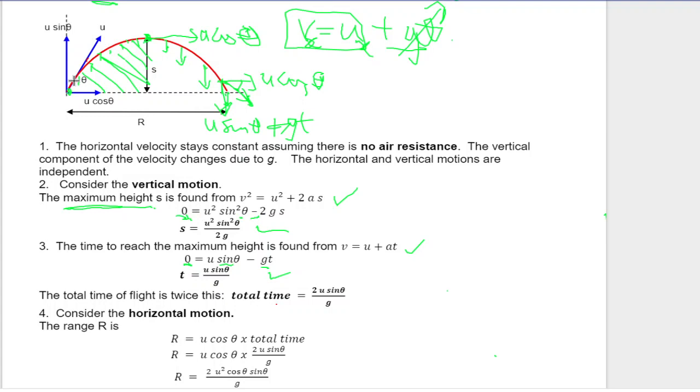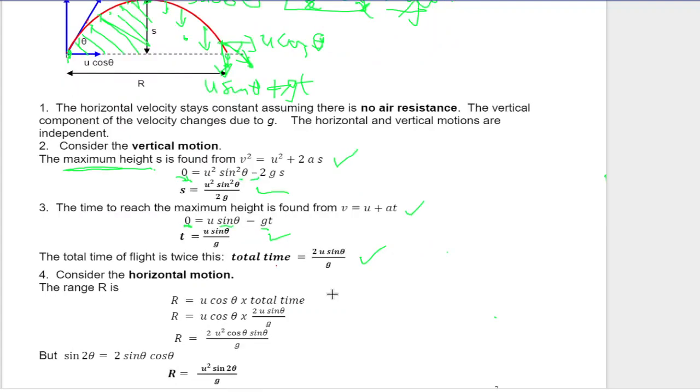Then the range, which is the total distance from the time of launch to the time when it strikes the target. That will be the range in the horizontal, so it's going to be speed times time, because the speed is constant. So it's u cos theta times time to get the range. Since we know the time is 2u sine theta over g, we can substitute it, and it comes to be 2u squared cos theta sine theta over g.